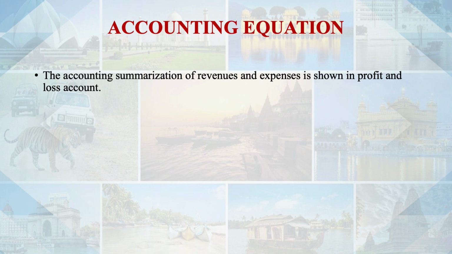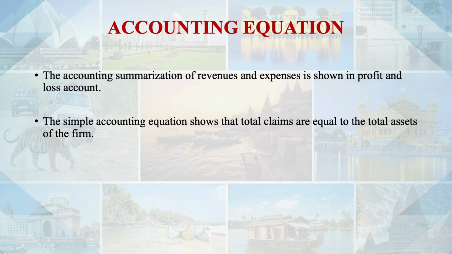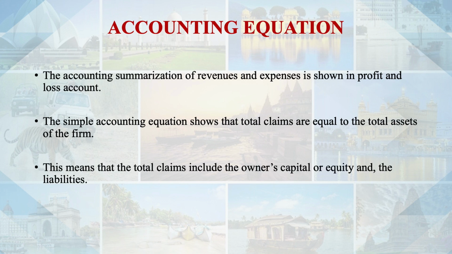Now, this accounting equation summarizes that all expenses, losses and revenues have to be shown in the profit and loss account, and it shows that total claims are equal to the total assets of the firm. It means that owner's capital or owner's equity and liability should always be equal to your assets. So from this accounting equation, we can easily find out what the relationship is between the profit and loss account and the balance sheet and how they both are related to each other.